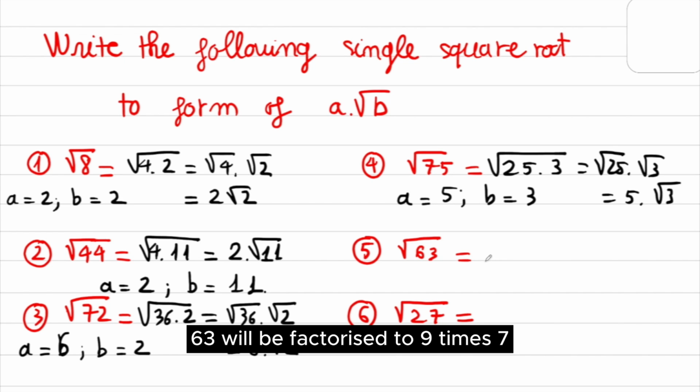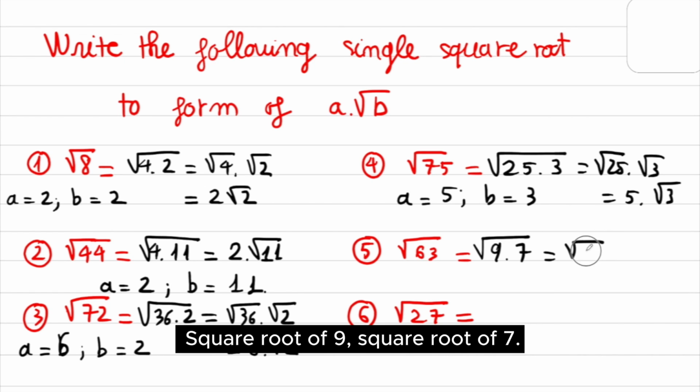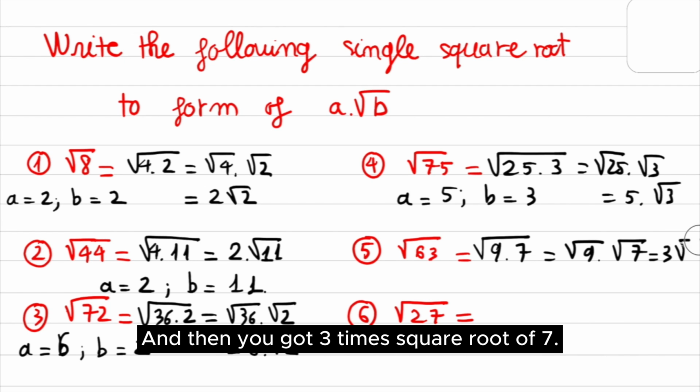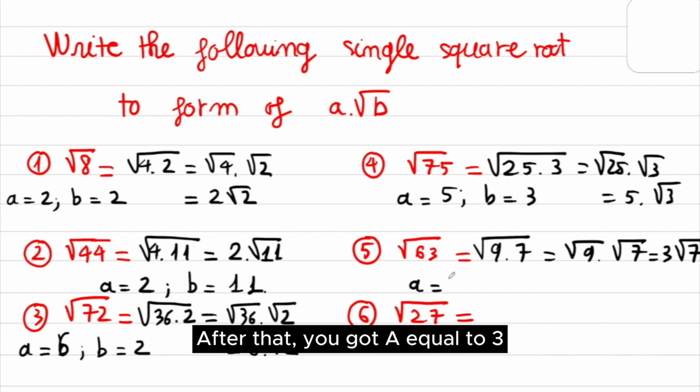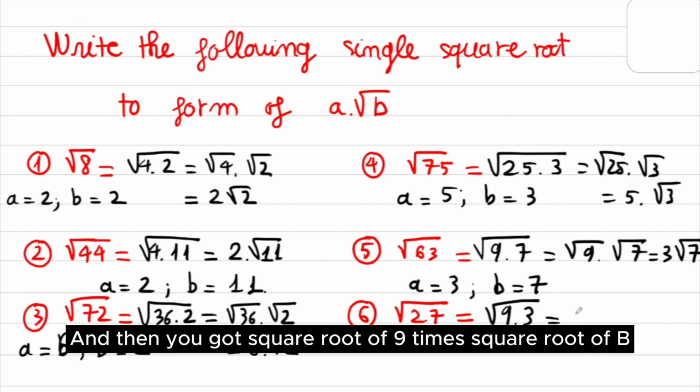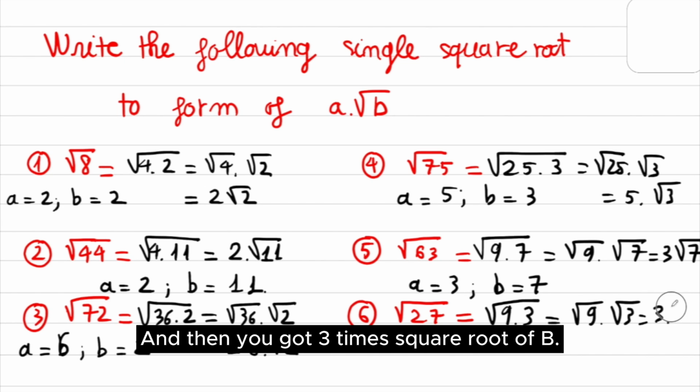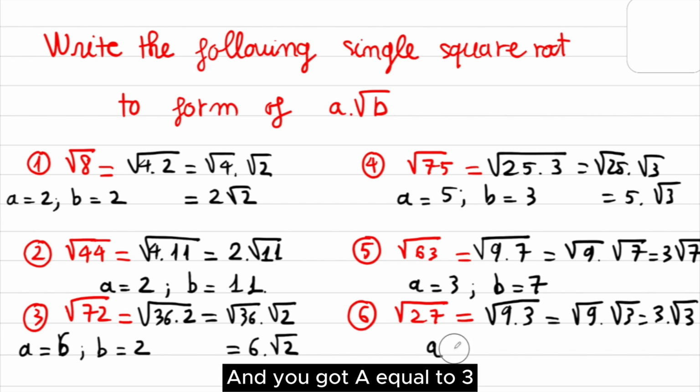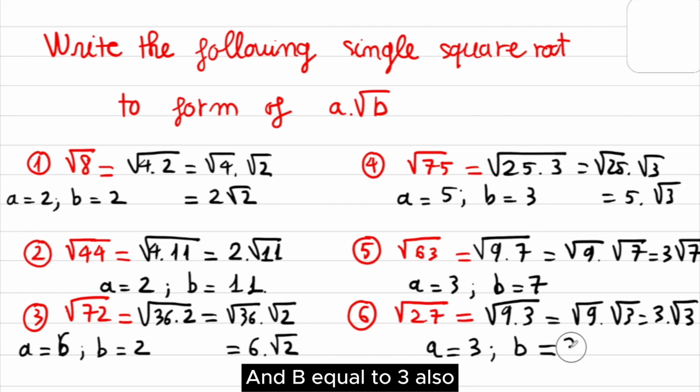63 will be factorized to 9 times 7. Yes, 9 times 7, the square root of 9, the square root of 7, and then you got 3 times the square root of 7. After that, you got A equal to 3 and B equal to 7. For this one, 9 times 3, and then you got the square root of 9 times the square root of 3, and then you got 3 times the square root of 3. And you got A equal to 3 and B equal to 3 also.